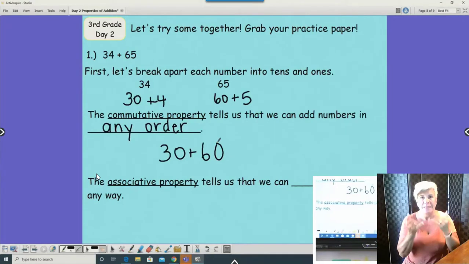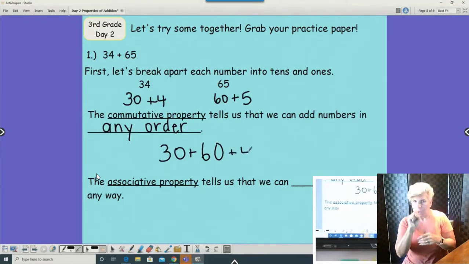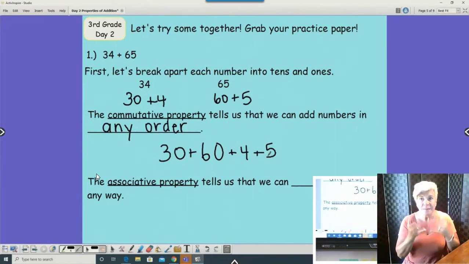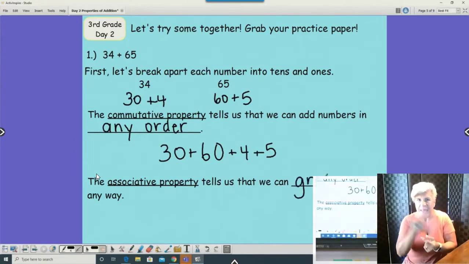Now let's grab our ones. So I've got plus 4, plus 5. So now I've changed the order. But remember, I'm not changing the sum. All right, the associative property tells us that we can group numbers in any way we want. That's right, we can group these numbers in any way that we want.